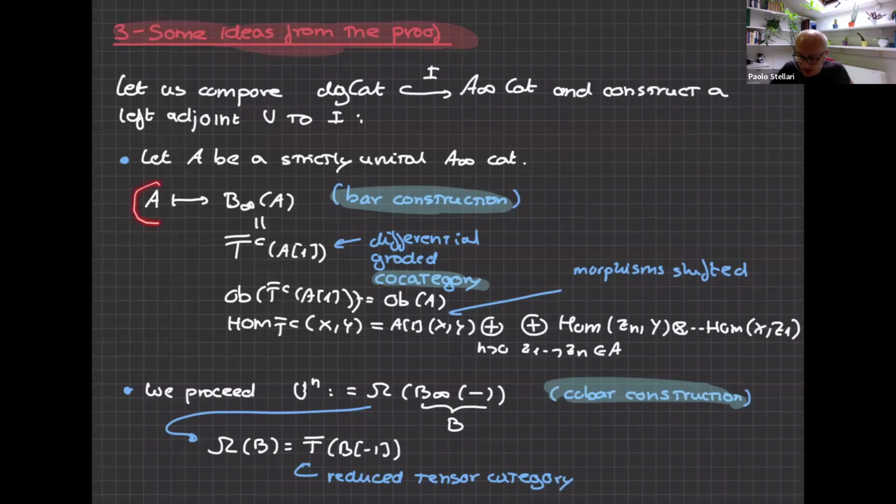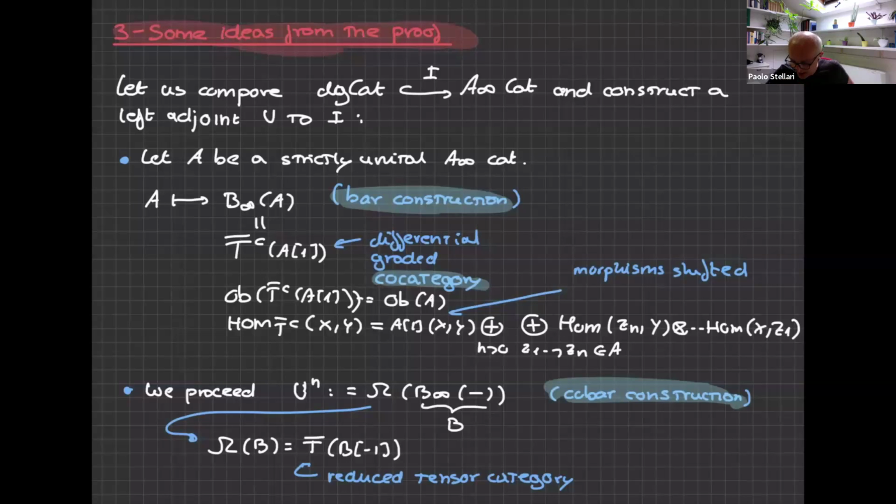So you start from an infinity category. Let's restrict for a second to the case of strictly unital ones. And then we perform two classical constructions. The bar construction, which essentially is a tensor construction. And then we again do a tensor construction, getting the co-bar construction applied to B infinity. And this defines a functor actually. Okay, so it's a double tensor construction. So here is the precise definition of Omega, and up here the precise definition of B infinity.